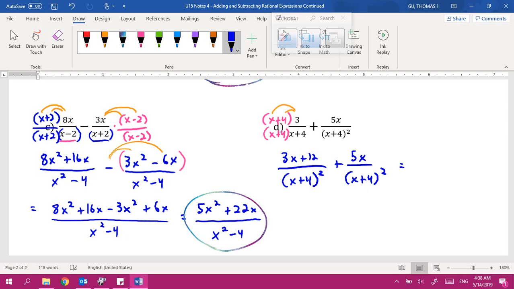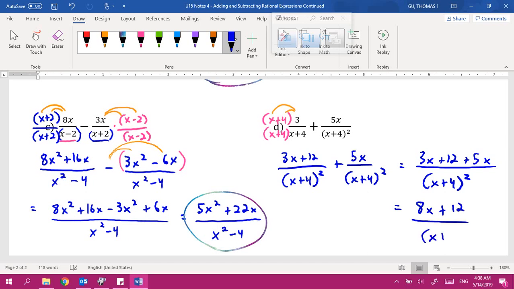So now we can combine because the denominators are the same. So we're going to get 3x plus 12 plus 5x over x plus 4 squared. Now we just got to combine our like terms. Do we have any? Yeah, we do. 3x plus 5x is 8x plus 12 over x plus 4 squared, and that's going to be your answer. Alright, there you go. So let's move on to some more examples.